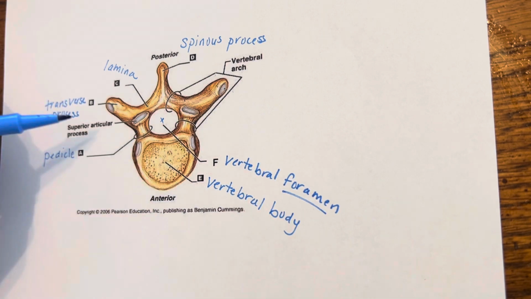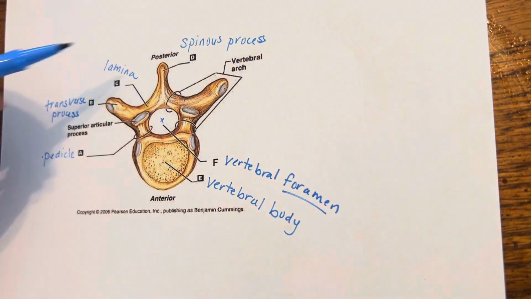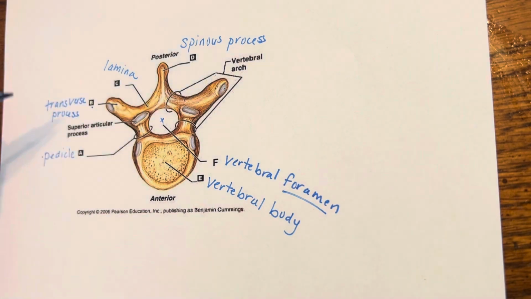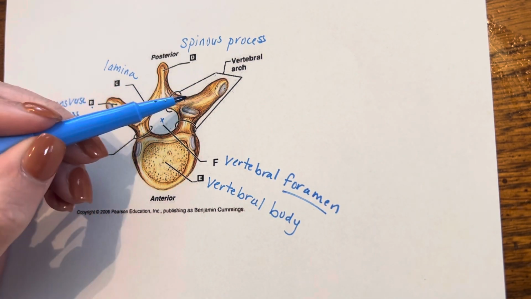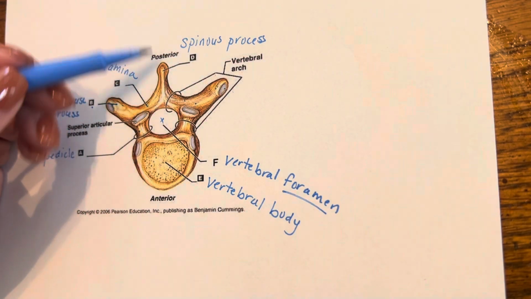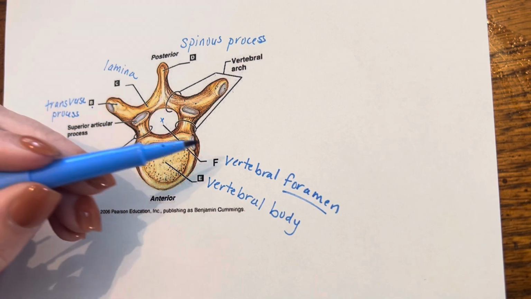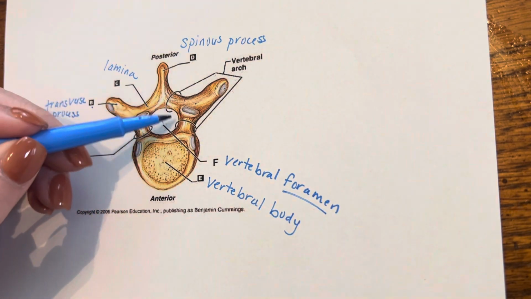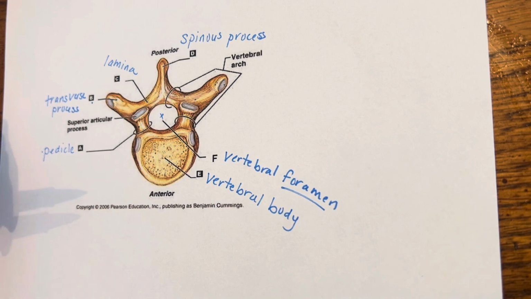So I'll go through them in order now. A is pedicle, that's here. B is transverse process, that's on either side. C is lamina, we see that on either side. D is the spinous process. E is the vertebral body. F is the vertebral foramen, the hole. So that is the anatomy of a typical vertebra.